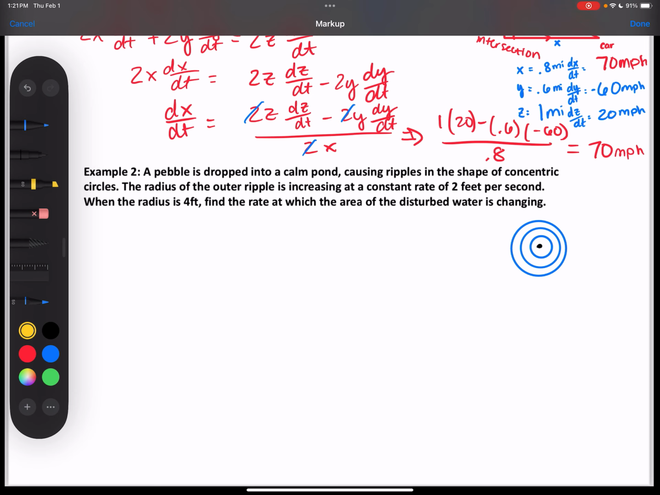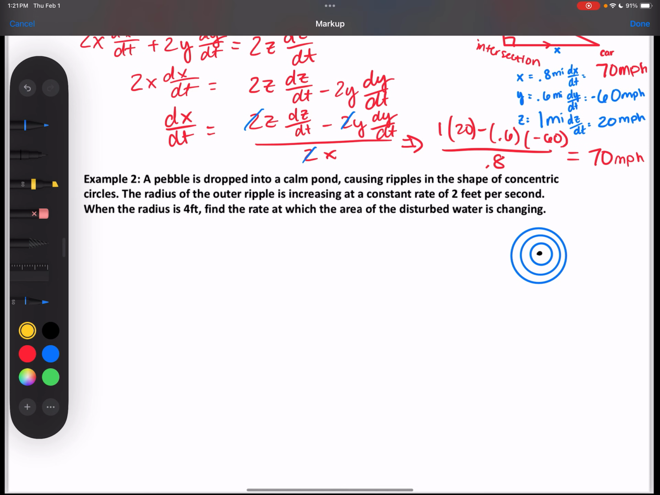All right, so things that we know. Given quantities: the outer ripple is increasing at a constant rate of 2 feet per second. When the radius is 4 feet, find the rate at which the area of the disturbed water is changing.